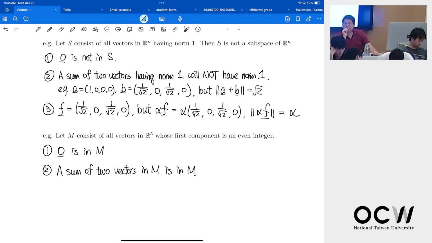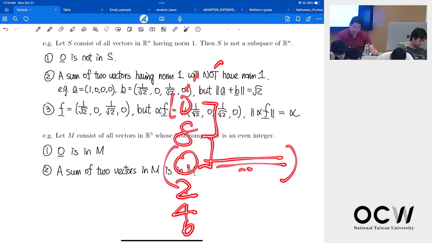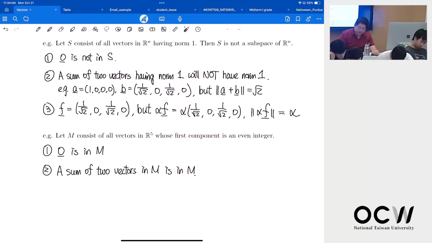You cannot say 3 plus 4 or 3 plus 3, because if it is 3, then your first component is not an even integer. So for your first component, I don't care about the rest, the first one should be 0, 2, 4, 6, 8, 10, and so on. And no matter which two I choose to sum, it is still an even integer. So a sum of two vectors in the set M is still in M.